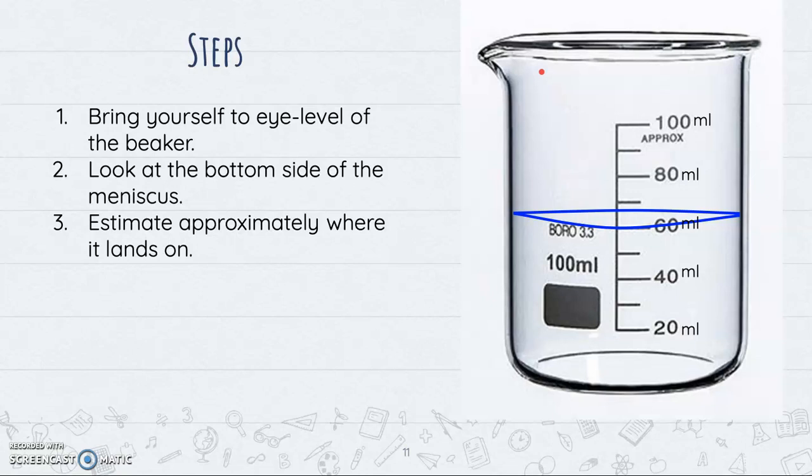Step 2. Look at the bottom of the meniscus. This is called a meniscus. Step 3. Estimate approximately where it lands on. In the example, it lands on 60 milliliters, so the volume of the liquid is 60 milliliters.